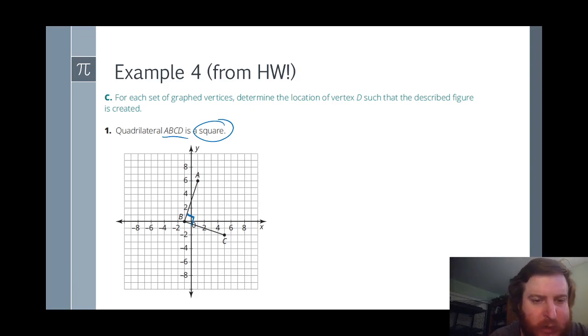Now the easiest way to do this is just to count. This goes down 1, 2, 3.